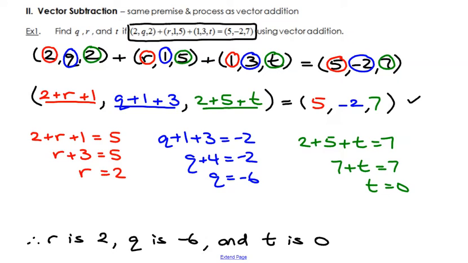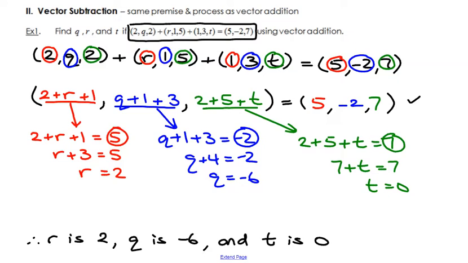Solving each one. Make the x component equal to 5 and then solve for r. Making the blue component equal to -2, solving for q. And then making that last component equal to 7 and solving for t. So r is 2, q is -6, and t is 0. So that's just an example of vector addition.